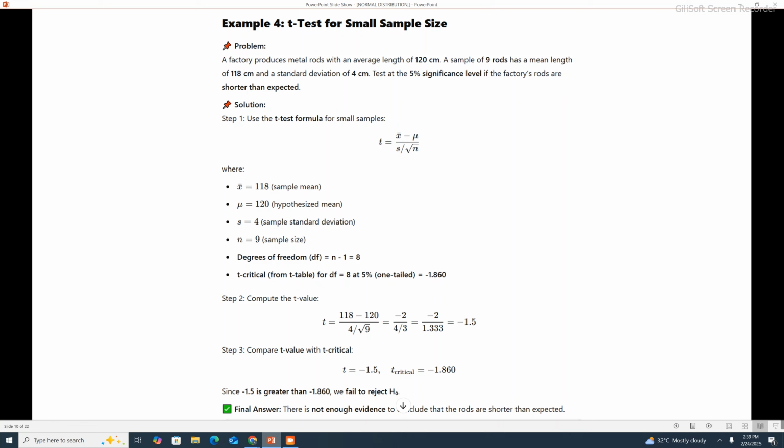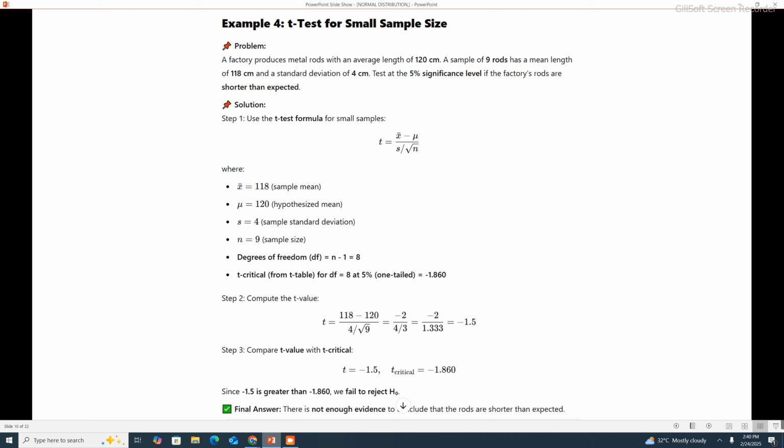9 is 3, then 4. And we divide this, we got minus 1.5. So now that means the t value that we calculated is minus 1.5. Now, the critical value that we check on the table is minus 1.860.